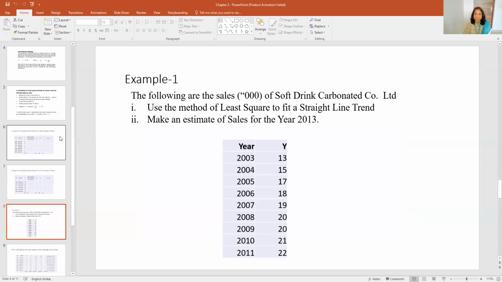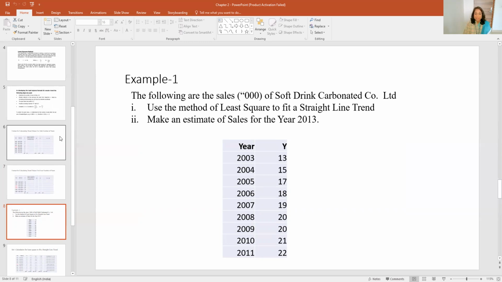I have taken one example to make you understand how this works. So questions will be coming like this. The following are the sales of Soft Drink Carbonated Company Limited. First question they have asked: use the method of least squares to fit a straight line trend. And second is: make an estimate of sales for the year 2013. They may also ask you to plot on graph paper in this type of question.